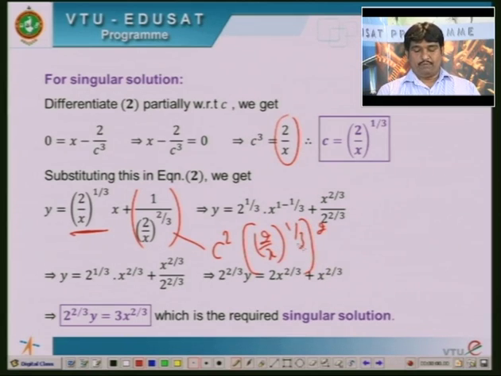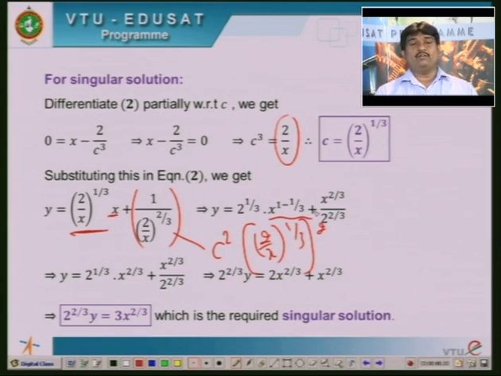Law of indices, 1 by 3 into 2 is 2 by 3. So we have 2 by x whole to the power of 2 by 3 here. You simplify this, it is 2 to the power of 1 by 3 into, you take x to numerator, law of indices, x power of 1 by 3 when it comes to numerator becomes x power of minus 1 by 3. So we have one more x here.